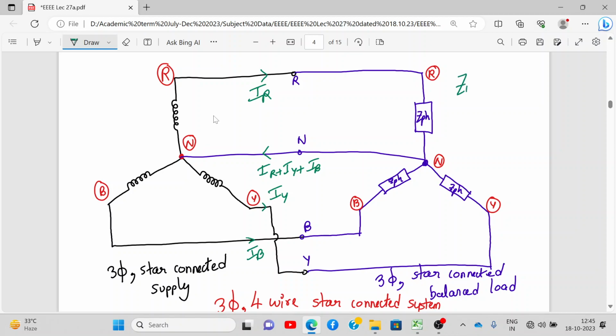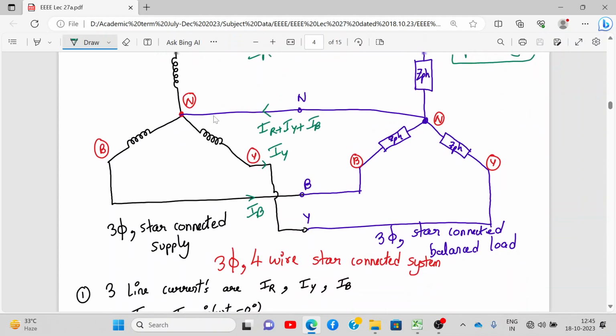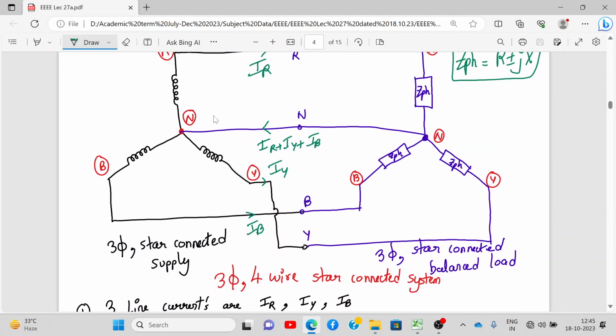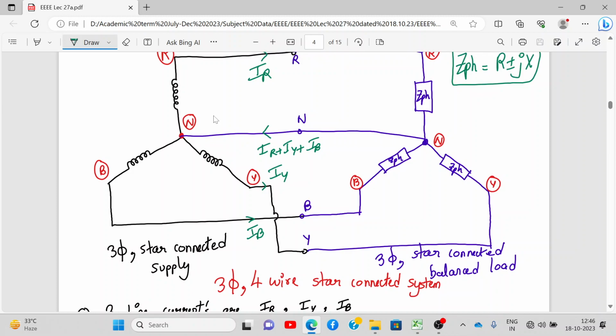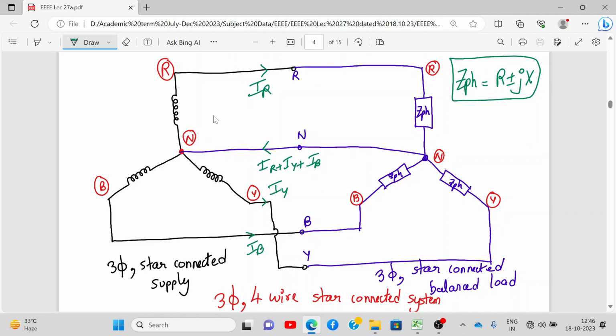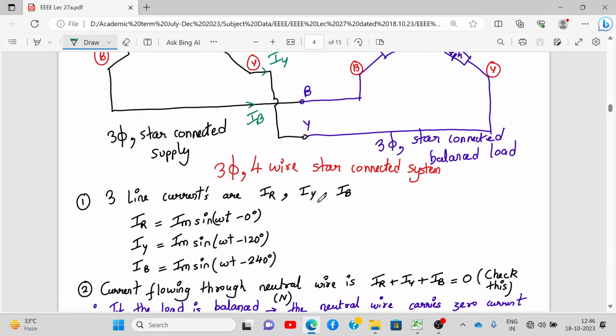Can you tell me what will be Z phase? General format, R plus minus JX. So X can be 0, it will be resistive. It can be R plus JXL, inductive, or it will be R minus JXC, capacitive. So any of the three are possible. R plus JXL, R minus JXC. Okay? Written? Now your three line currents are below the system. Write down whatever I'm telling you to write. This system is understood now? You have it in your books now? Now let's proceed ahead. Three line currents are IR, IY and IB.